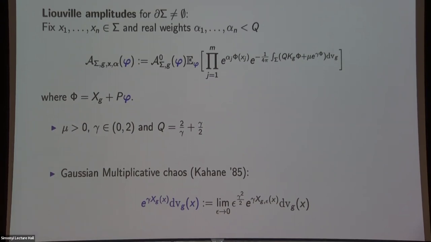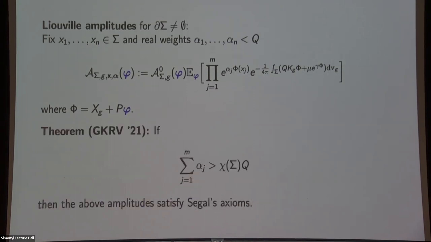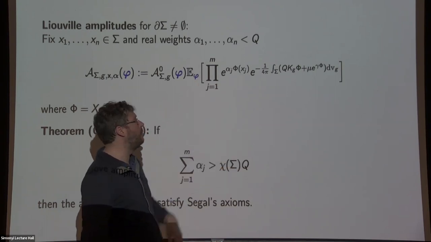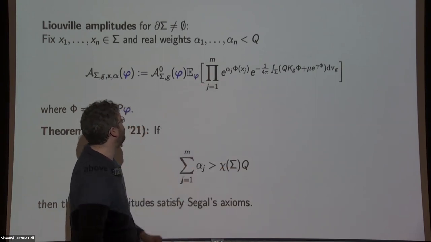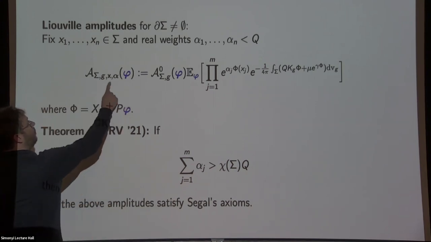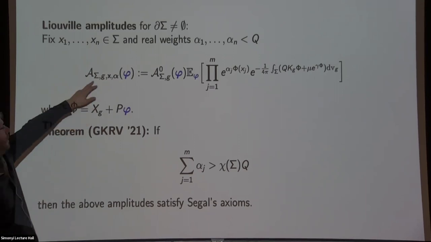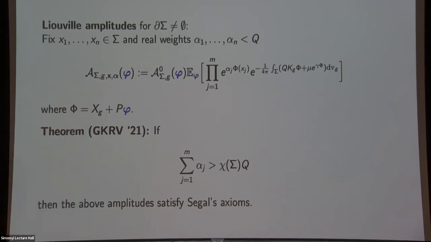I'm going to stop in a minute or two and let Rémi talk, and just state the theorem. Using renormalization and Gaussian multiplicative chaos, we define a quantity which depends on boundary fields, marked points with weights, and Riemann surfaces with metrics. This is a rigorous definition of the path integral, and it satisfies all the Segal axioms I told you: the gluing, the Weyl covariance, and the diffeomorphism invariance.